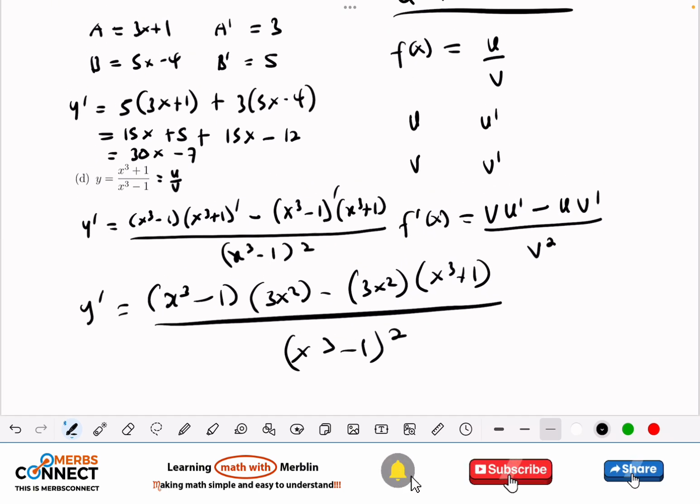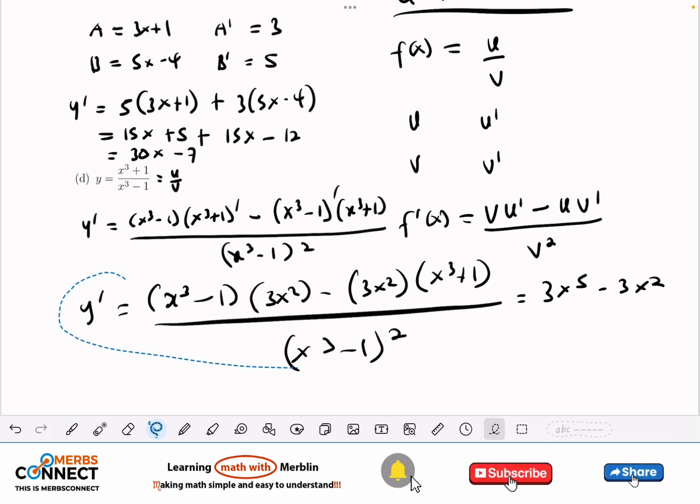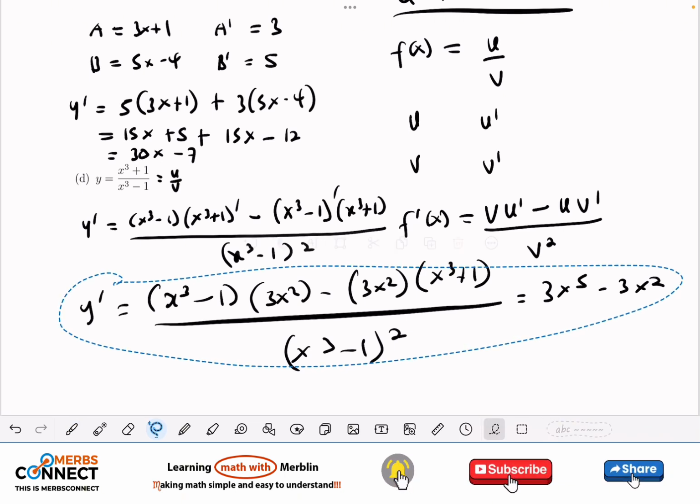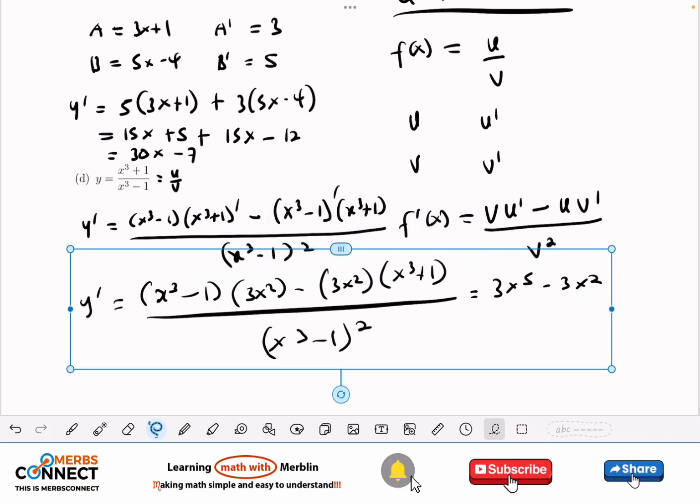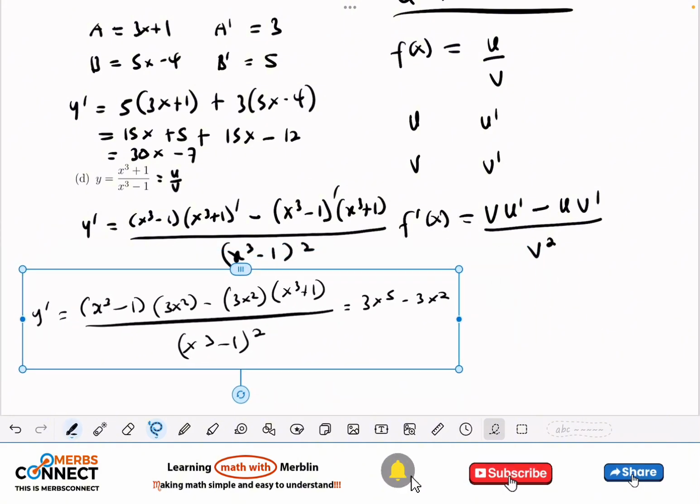If I want to simplify, then I'll multiply this one by this. We are going to have 3x to the power 5, then multiply this one by this, which is going to give us minus 3x squared, right? So let me make this one too small so that we can continue the work. I hope you can see.